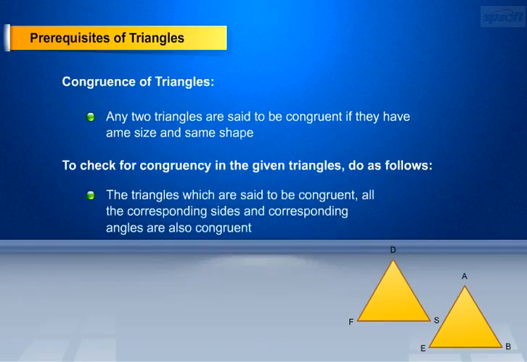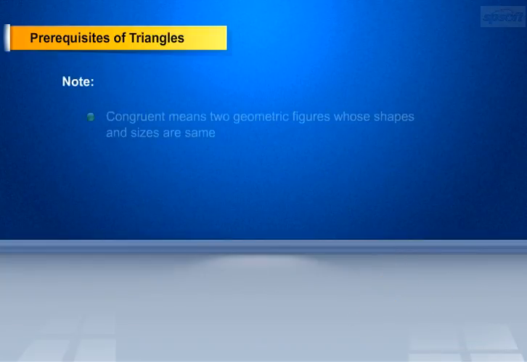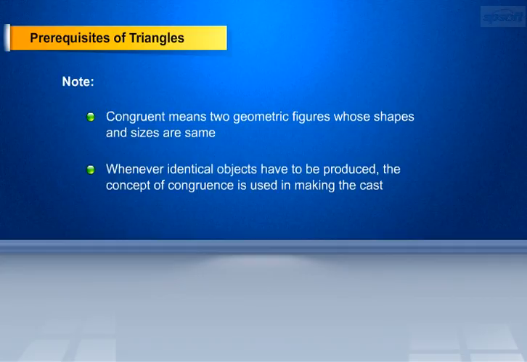Any two triangles are said to be congruent if they have the same size and same shape. In triangles which are said to be congruent, all the corresponding sides and corresponding angles are also said to be congruent. Here we should note that congruent means two geometric figures with the same shapes and sizes. Whenever identical objects have to be produced, the concept of congruence is used in making the cast.